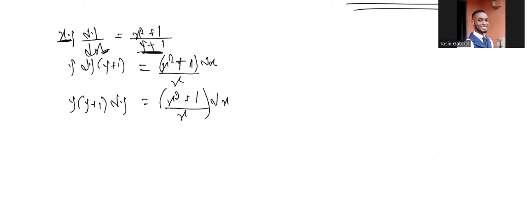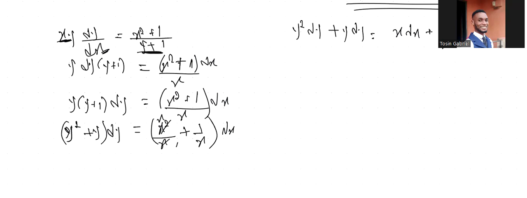Okay. Then if you open that bracket, we'll simply have y squared plus y dy, which is equal to x squared over x plus 1 over x dx. Then we'll have y squared dy, just separate them, plus y dy, which is equal to x dx, because x squared over x leaves x, then plus 1 over x dx.